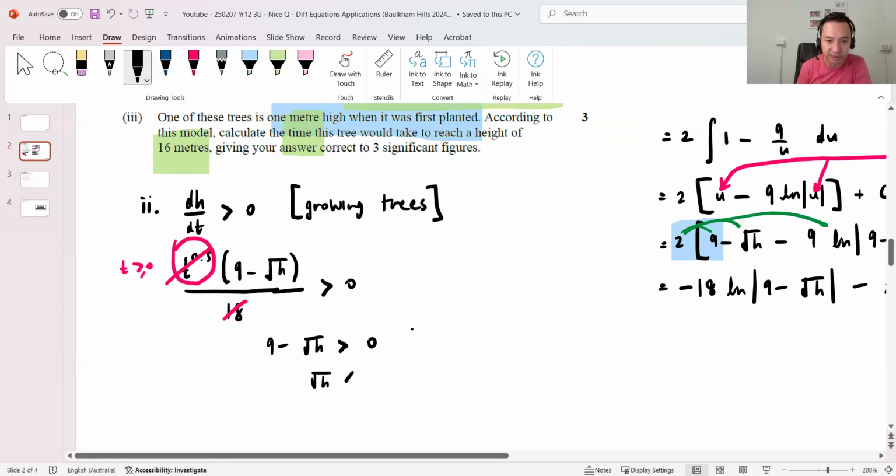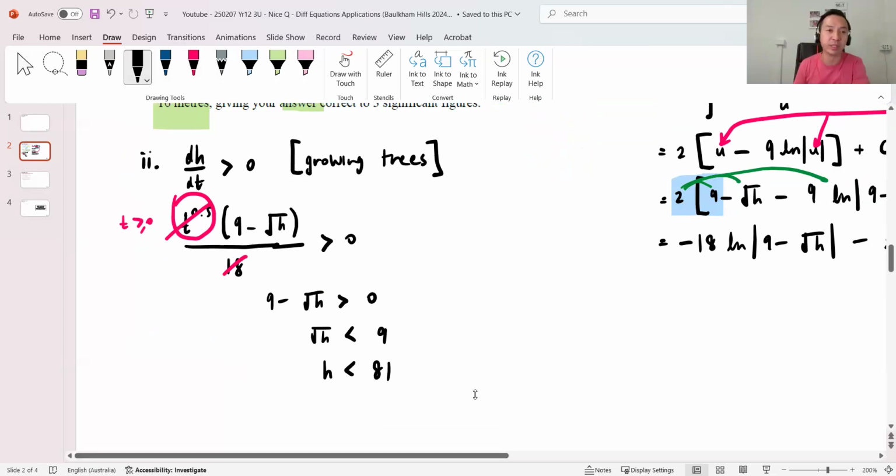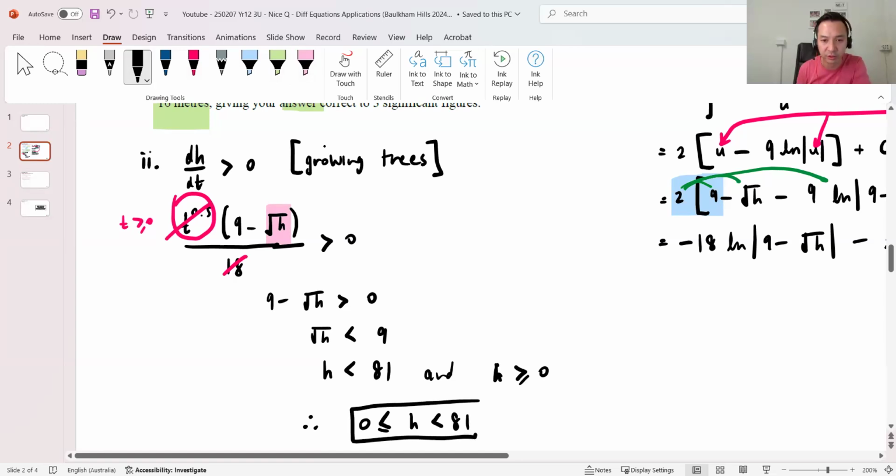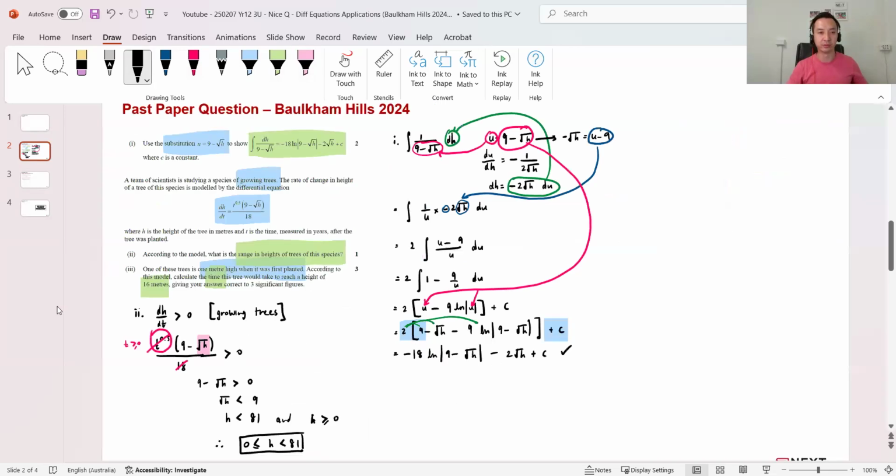So then root h is less than 9. Square both sides. Now h is positive, so I can just square both sides. Oh, sorry. Yeah, the square root of h is a positive number, right? So h is less than 81. Okay. So that's my upper bound, right? H is always less than 81. And also because h is within the square root, h is always greater than or equal to 0, right? Can't be negative, because it's inside the square root. So therefore, my height is bound between greater than or equal to 0 and 81. Is that okay? That's my answer. So my range of tree heights has to be between 0 and 81.